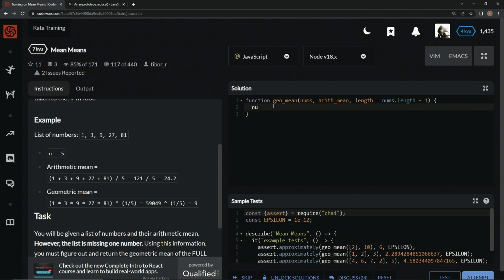Let's say let number equal, and then we're going to say arith_mean times length. All right, and then we're going to subtract from that all these numbers that are already in nums. So all these numbers right here. So we're going to do that by using the reduce method.